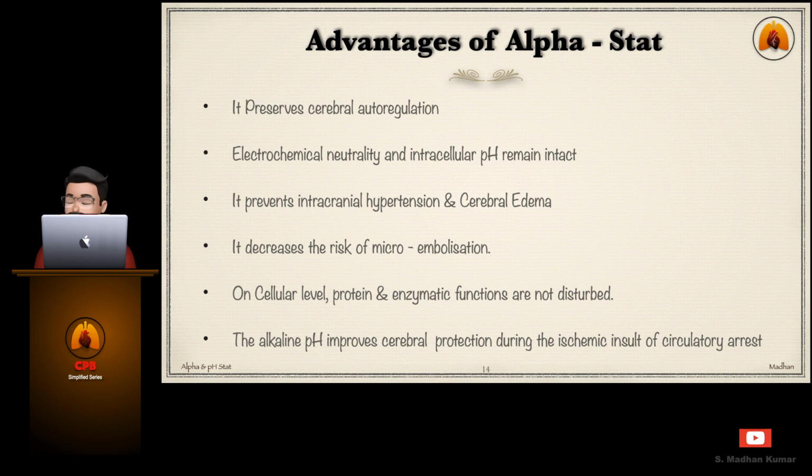It causes relative hypocarbia, which leads to cerebral vasoconstriction and reduces blood flow. As a result, it decreases the risk of microembolization. On the cellular level, protein and enzymatic functions are not disturbed. The alkaline pH improves cerebral protection during the ischemic insult of circulatory arrest.